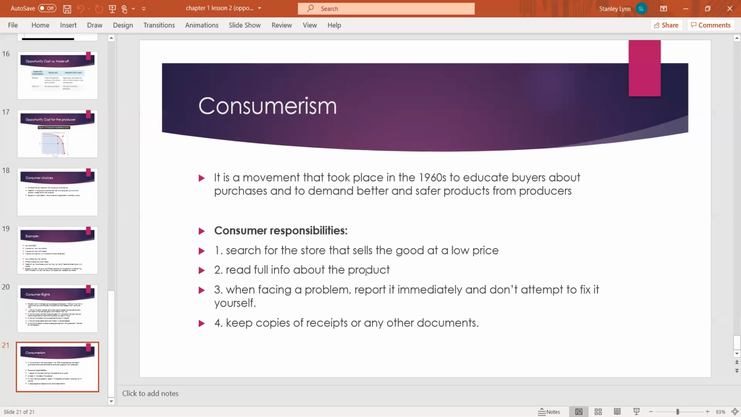Okay, so just do your homework, make sure that you read a lot about the product, search where you can find it for cheaper, okay? And always hold on to your receipts and any documents that could help you. And also, if there's a problem with something, do not try to fix it, but try to report it immediately.